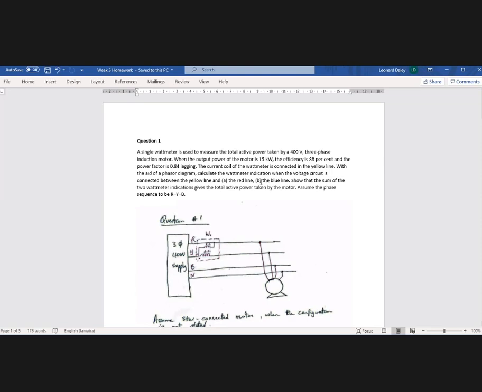In part B, they say the voltage coil is connected between the yellow line and the blue line. So that time now, this would be moved and put here instead. The voltage coil will be switched around and put down to the blue line, and that time you'll be measuring VYB.